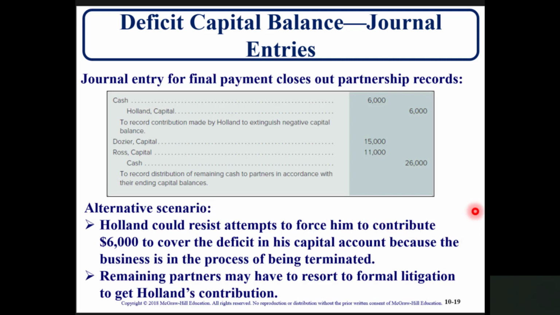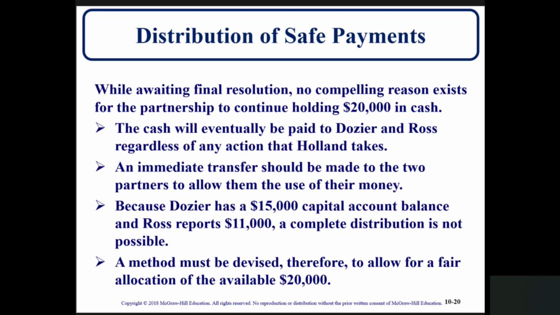So you also have alternative scenarios where Holland could resist attempts to force him to contribute the $6,000 to cover the deficit of his capital account because the business is in the process of being terminated. So he may say, because we're closing anyway, I'm just not going to pay. And so the remaining partners may have to resort to some formal litigation to get Holland to contribute. So in that case, until the legal action is concluded, the partnership records remain open but inactive.